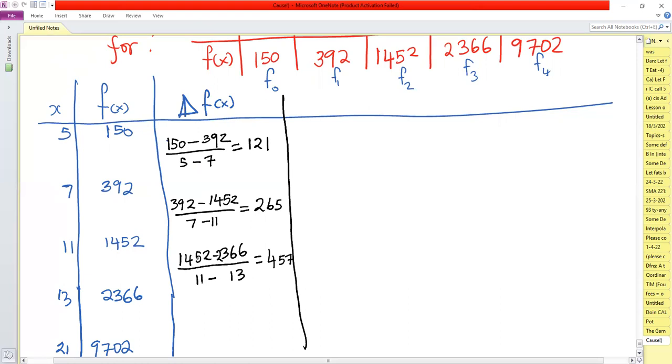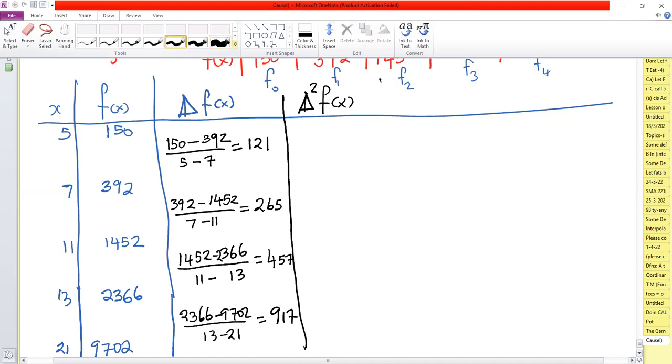Then lastly, the first divided difference will be 2366 minus 9702 divided by 13 minus 21. And when you work this out, you get 917 as your solution. So this is the first divided difference. Next is the second divided difference of the function f of x.